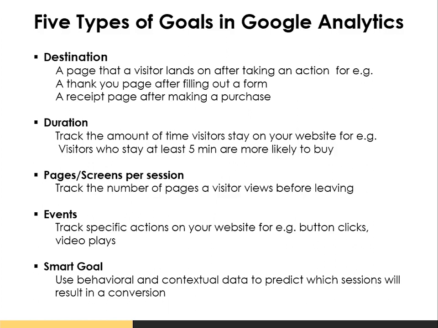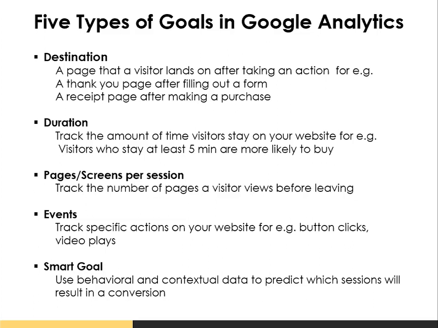The first is a destination goal, and this is typically a page that a visitor lands on after taking an action. So for example, when you signed up for this webinar and entered your email, it took you to what is called a thank you page, right? So you would want to track the thank you page as a goal, because the only way for people to get to that page is for them to first enter their email to sign up for the class. So a destination goal means the page that people land on after they took a specific action. After they sign up for a class, or after they make a purchase, they go to the order confirmation page. So you would track the order confirmation page, or the destination page, as a goal.